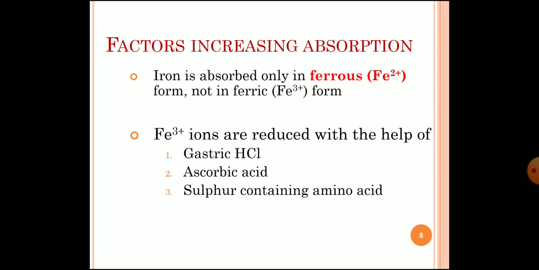So only the ferrous form is absorbed. Remember, that is an important point. The ferrous form is the only absorbable form. So whenever you are taking food, it may be in the ferric form. It has to be reduced to ferrous by various factors like gastric HCl, then ascorbic acid. You might have studied, it has a reducing property, so it reduces ferric to ferrous. Similarly, some sulfur containing amino acids also help in the reduction.